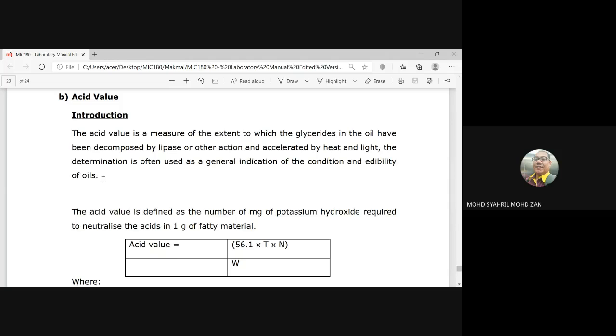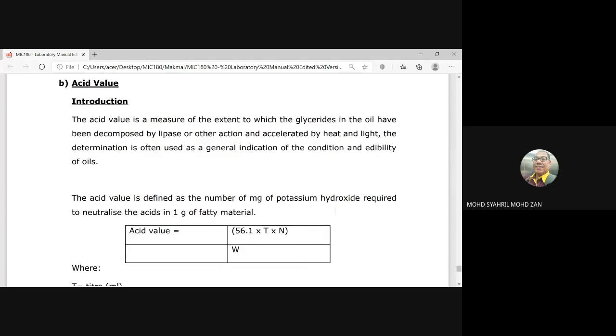So mostly kita gunakan untuk kita check kita punya fat ataupun kita punya lipid ataupun lemak dalam keadaan yang okey ke tak. Kalau tak, okay, kalau awak dah lama letak luar, macam for example awak punya mentega dan sebagainya, dia akan memberikan bau yang tengik. That word we call it rancidity. So bau itu disebabkan kerana kehadiran banyak asid di dalam kita punya fat. Why? Because of the decomposition by lipids or other action which is accelerated by the heat or light.